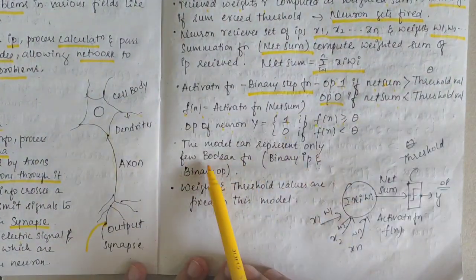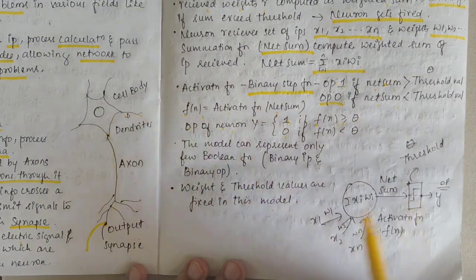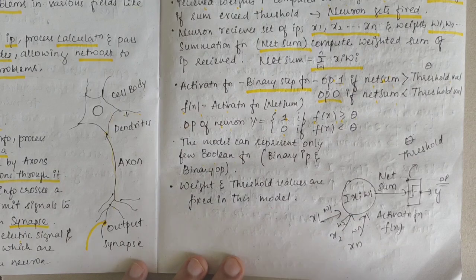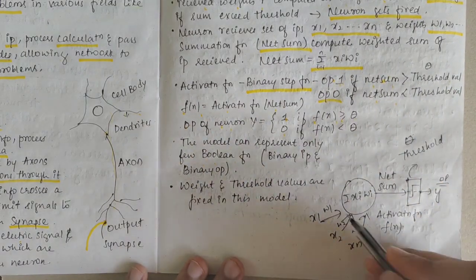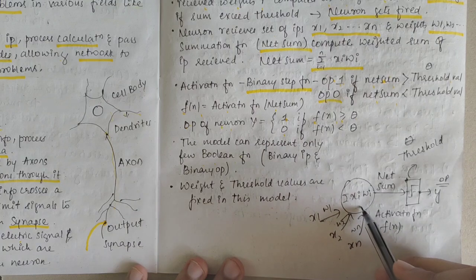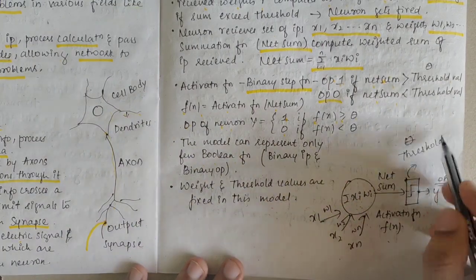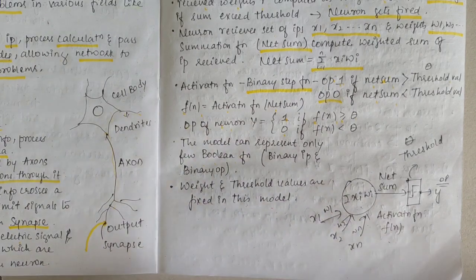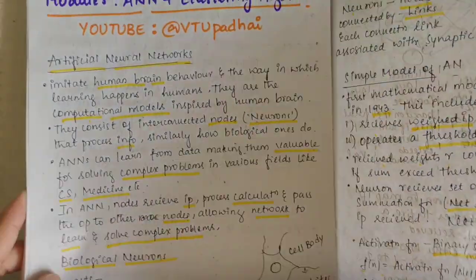The model can represent only a few Boolean functions. There is a set of Boolean functions: NAND gate, AND gate, XOR gate, and the XOR gate can't be performed by this simple model. The weight and threshold values are fixed in this model. This is the diagram representation. Here we have different inputs along with the weights, and then the net sum function happens here, and then here is the activation function. Here we have the threshold. Depending on the threshold, the output would be decided. So this was about the simple model of the artificial neuron.